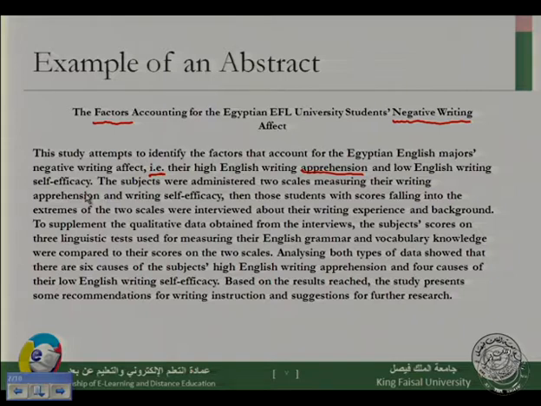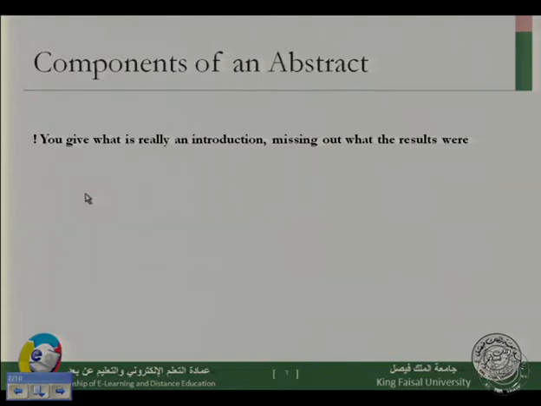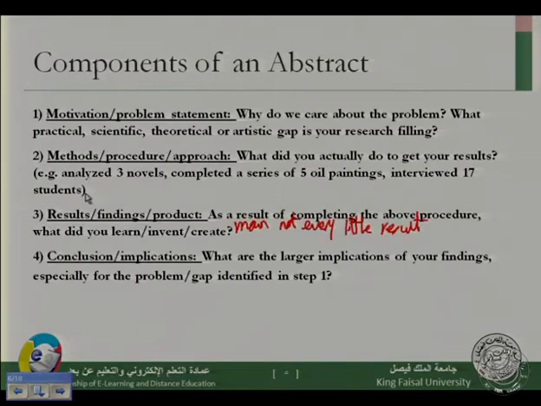What do you think? Do you think this is a very good abstract? Yes, I think so. Why? Because it contains the 4 or 5 components of a good abstract. It starts with the statement of the problem, the objective of the research. This study attempts blah blah blah until here. So this is number 1, the first component: the problem statement.